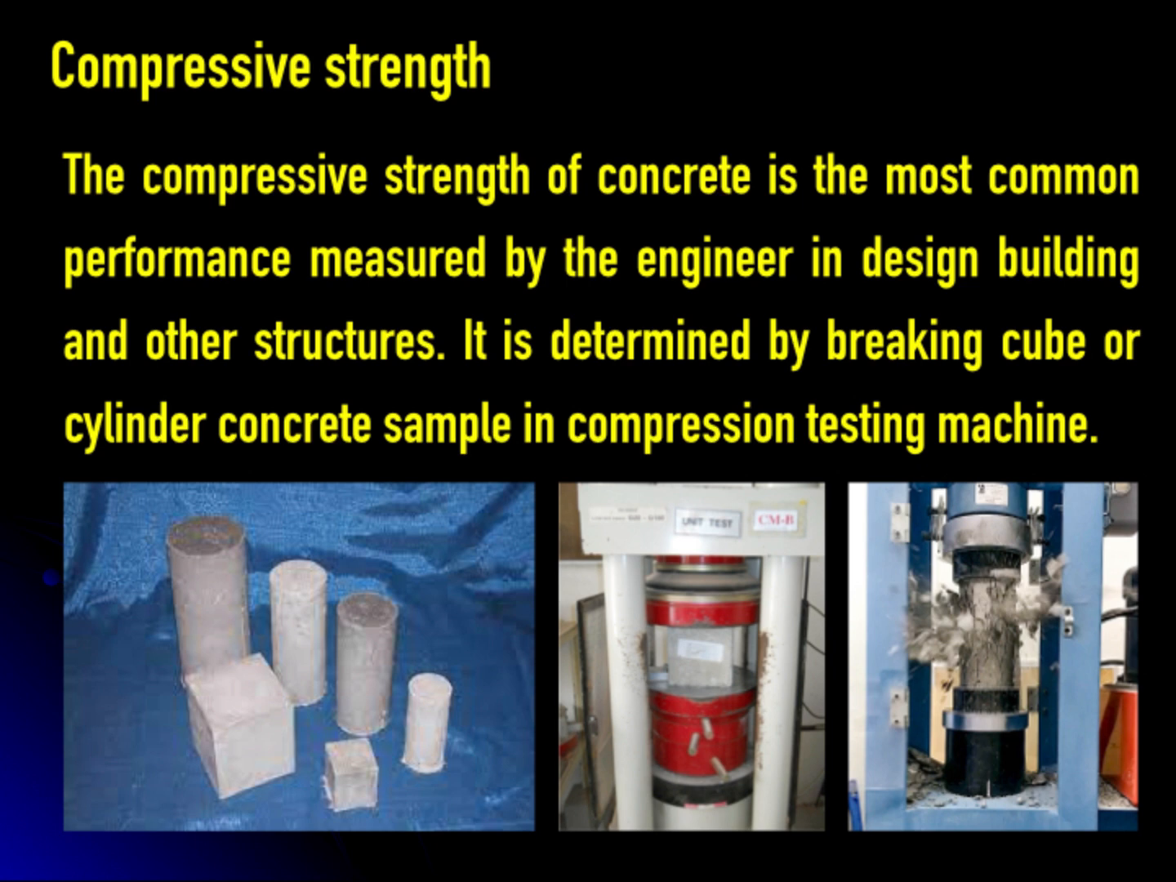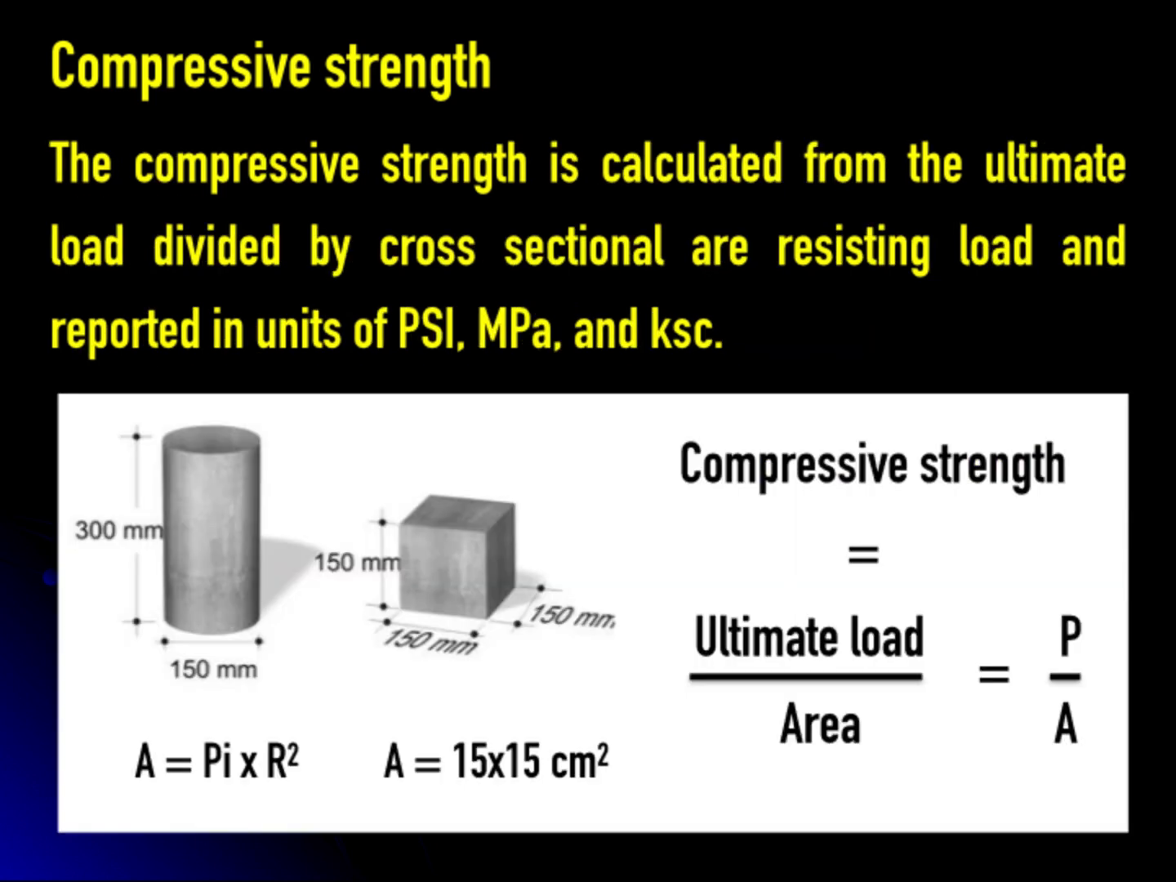It is measured using either cube samples, common in many standards, or cylindrical samples used in American standards. The sample is placed in a compression testing machine and the ultimate load is recorded. The compressive strength is calculated by dividing this load by the cross-sectional area of the sample. Results are expressed in units such as PSI or pounds per square inch, MPa or megapascal, KSC or kilograms per square centimeters.